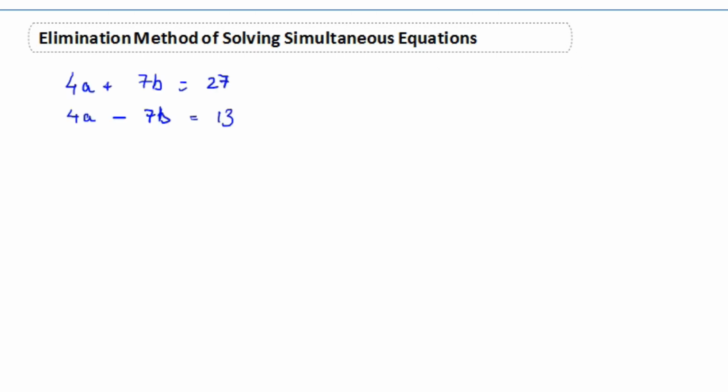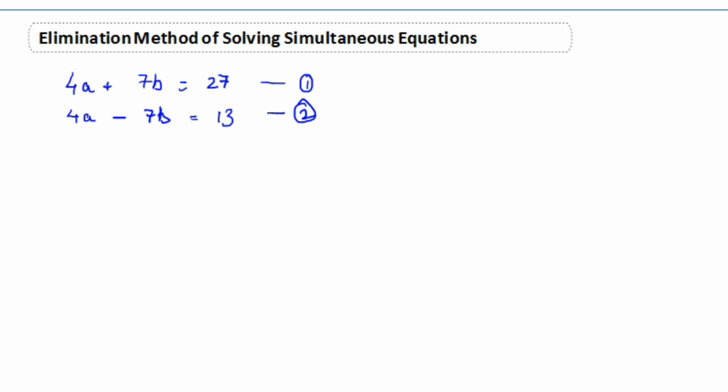So here I've got an equation for you, which is 4a plus 7b is equal to 27 and 4a minus 7b is equal to 13. Now like we did in the video of the substitution method, let me give a name to each of these equations. Let me call this equation number 1 and let me call this equation number 2. Here these are very simple equations which are very easy to solve. Just by looking at these variables, you know that the coefficients of a are 4 and 4, the coefficients of b are 7 and negative 7, and the constant terms are 27 and 13.